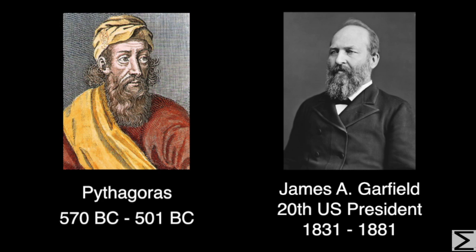Well, besides having some awesome beards, they both discovered unique proofs to the Pythagorean Theorem. Pythagoras is credited with providing the first proof for this theorem. Garfield is credited as being the only published mathematician who was also elected President of the United States. He published a proof for the Pythagorean Theorem, and in this video we're going to walk through his proof.